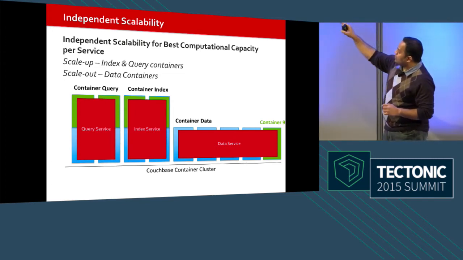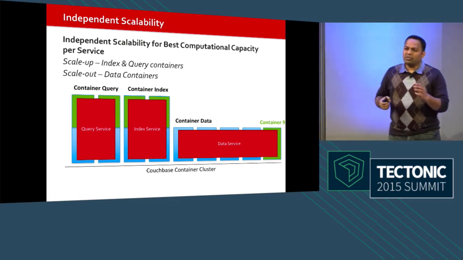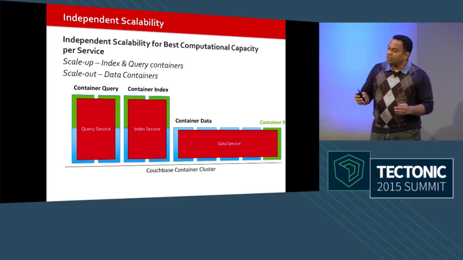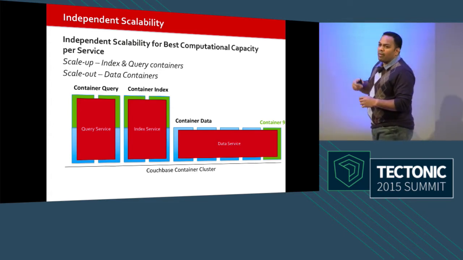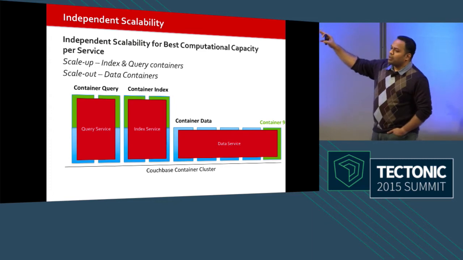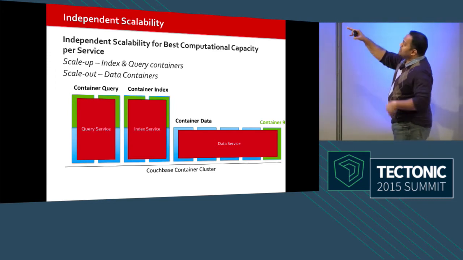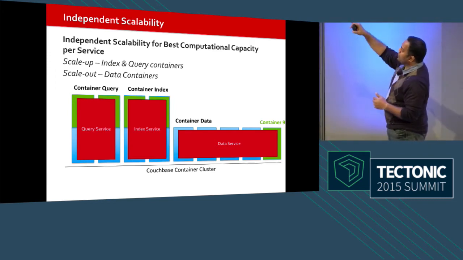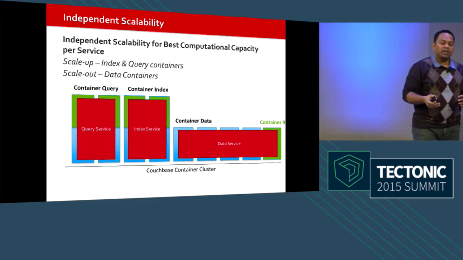The index and query services need a beefier machine. They don't need that much RAM, and they don't need much storage at all, but what they really need is CPU horsepower, because they have to do a lot of parallel processing. So these will be high-CPU containers. That way we can scale up within the same cluster. Now we can scale out as well as scale up. That's exactly what multi-dimensional scaling is providing.